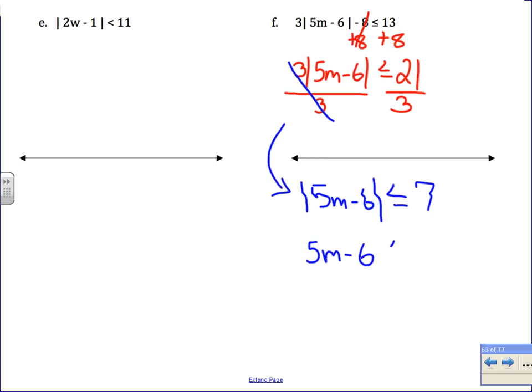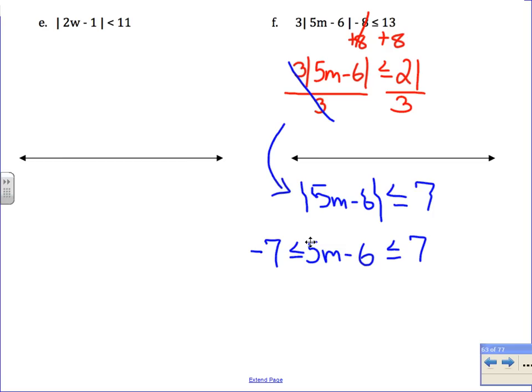Rewrite the 5m minus 6 less than or equal to 7 without the absolute value symbol. And then on the other side, rewrite the less than or equal to again, but then make your c, which is 7 in this case, negative. So rewrite the less than or equal to and make that 7 negative.